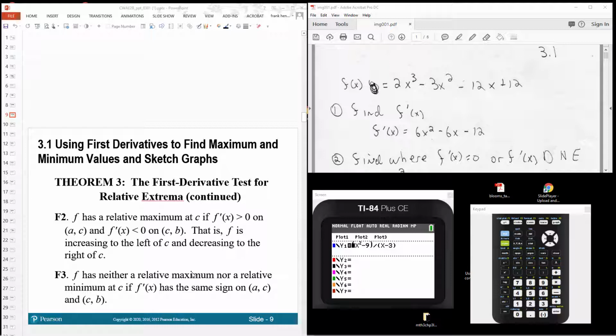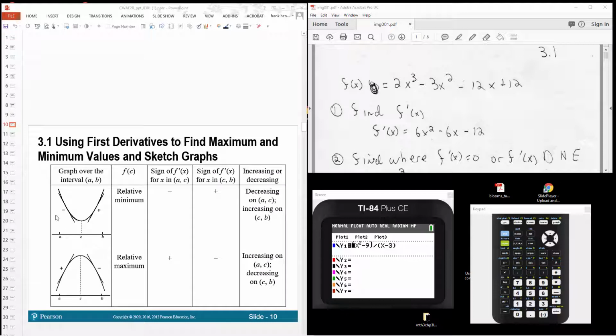F has a maximum at c if f prime is greater than 0 on one side, and f prime is less than 0 on the second part of the interval. So it's increasing on the left and decreasing on the right. So you have a maximum there. If it has neither a maximum nor a minimum, then it has the same sign on both sides. No change.